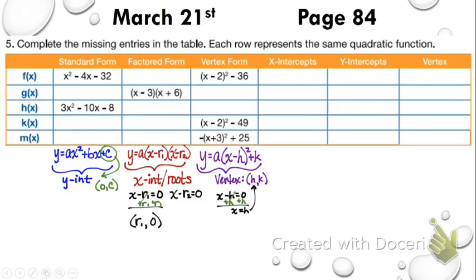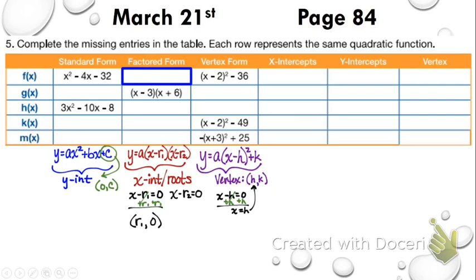What are you guys stuck on? Where do we want to start? Factored form, okay. Is there one in particular that you want to look at with factored form? Which one? First one, okay. So we're going to look at this first.